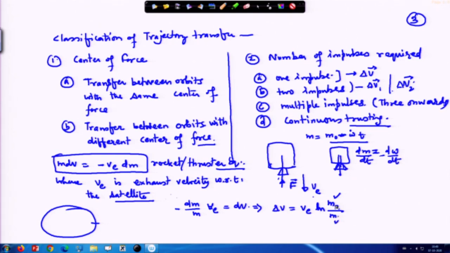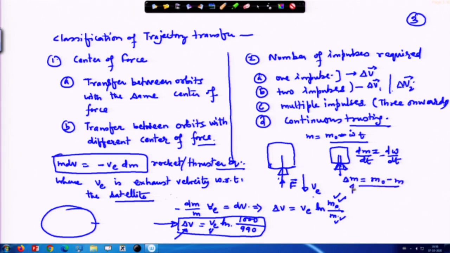Okay, so you can see that if your initial mass of the satellite was 1000 kg, and after thrusting for some time say 10 kg of the fuel is burned, so 990, and this is the logarithmic piece, this is the exhaust velocity given to you. So, this is the impulse provided. Whatever impulse is required, if we know this quantity delta V, and M0 is known to us, then M can be calculated, and the amount of fuel burned will be M0 minus M.